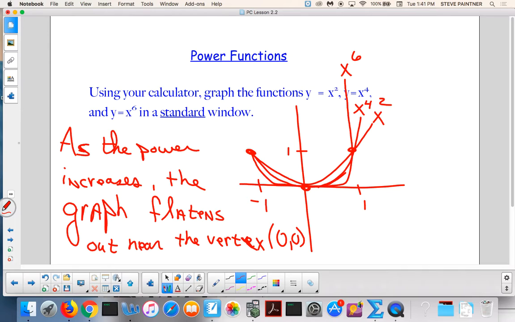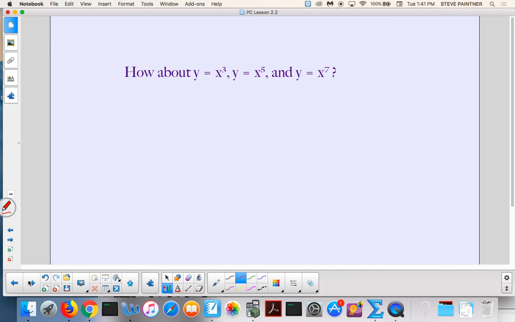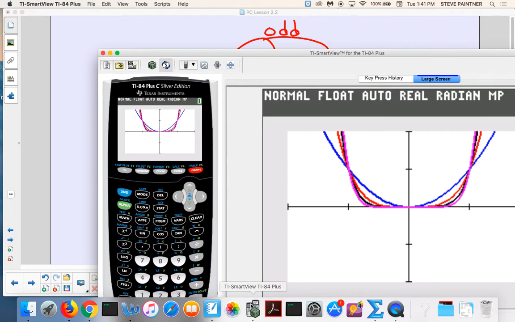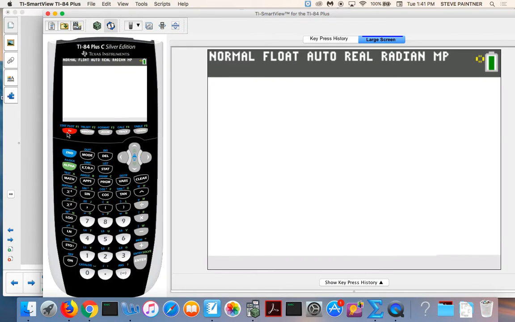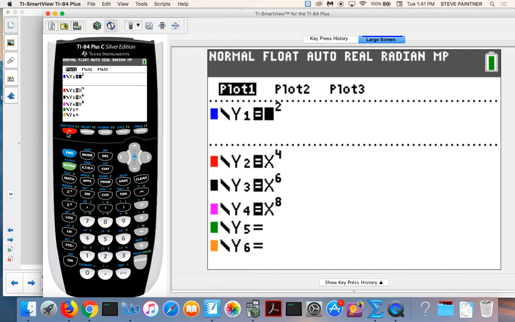Okay. Now, this is the same slide, except instead of x to the 2nd, 4th, 6th, it's what? The odds. So now I'm asking you to check the odd powers. Punch it in, see what happens. Well, you're going to see it's not quite the same.